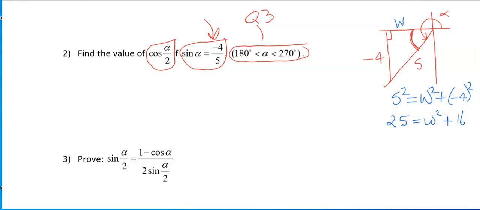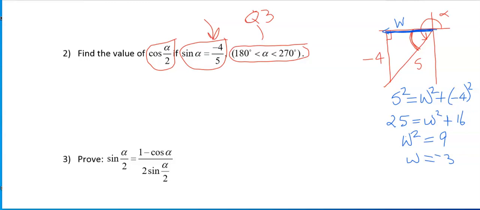You bring your 16 over. 25 take away 16. I'm pretty sure that's a 9. So W squared equals 9. So your W is actually going to be 3. Now, wait a minute. It's actually plus or minus 3, isn't it? The length of it is 3, yes. But if you look at the side W represents, it's actually going to the left. You see that? That side is going to the left of the origin. So we have to consider it to be negative.